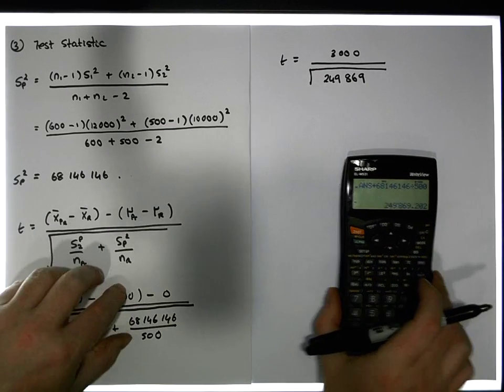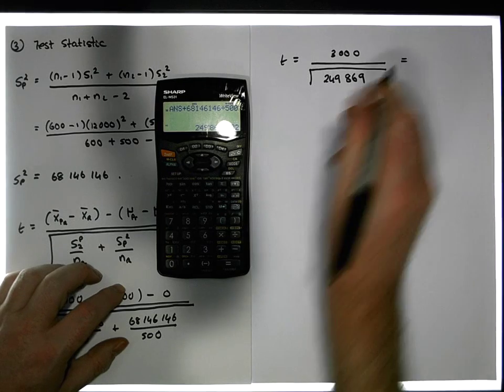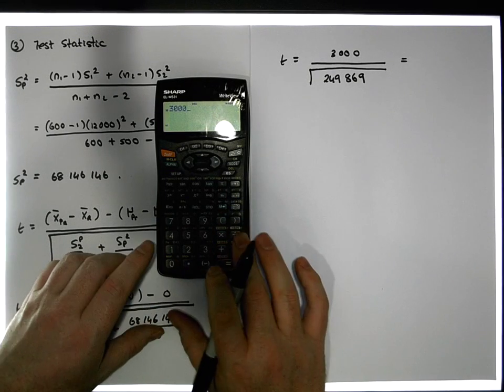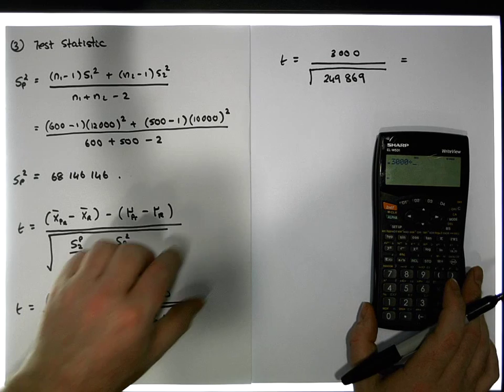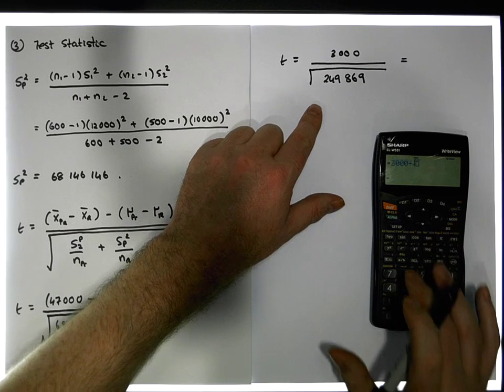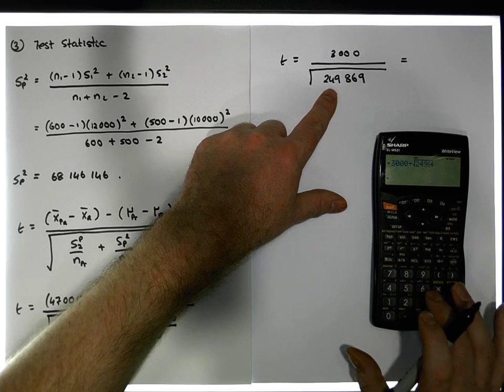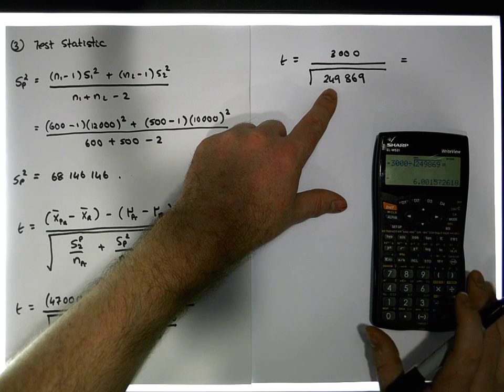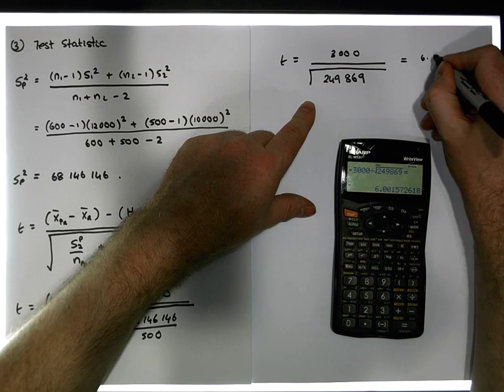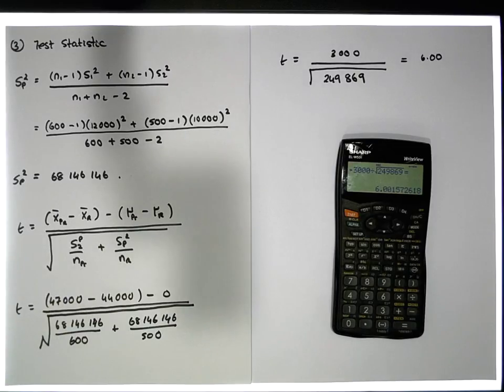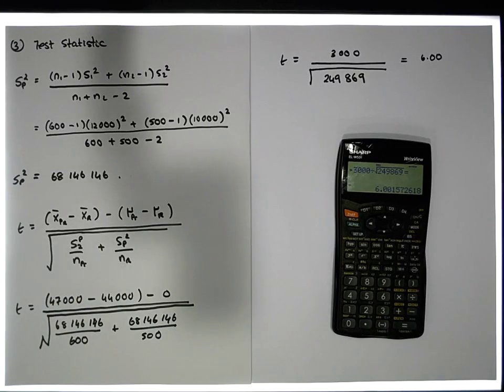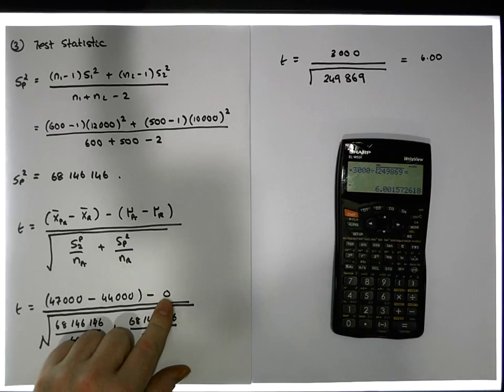Now when we do this, we get a test statistic of 3,000 divided by the square root of 249,869, which gives us a test statistic of about 6.00 to 2 decimal places. So it's quite a big test statistic. We're 6 standard units away, if that makes sense. There's a difference of 6 standard units between the difference in the two samples and what we hypothesize their difference to be, which is 0. So that's our test statistic.